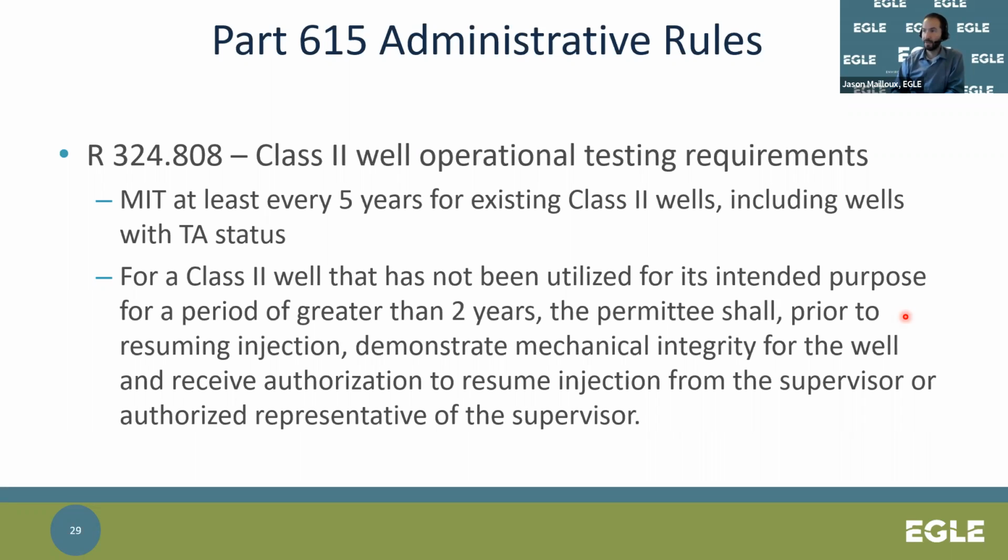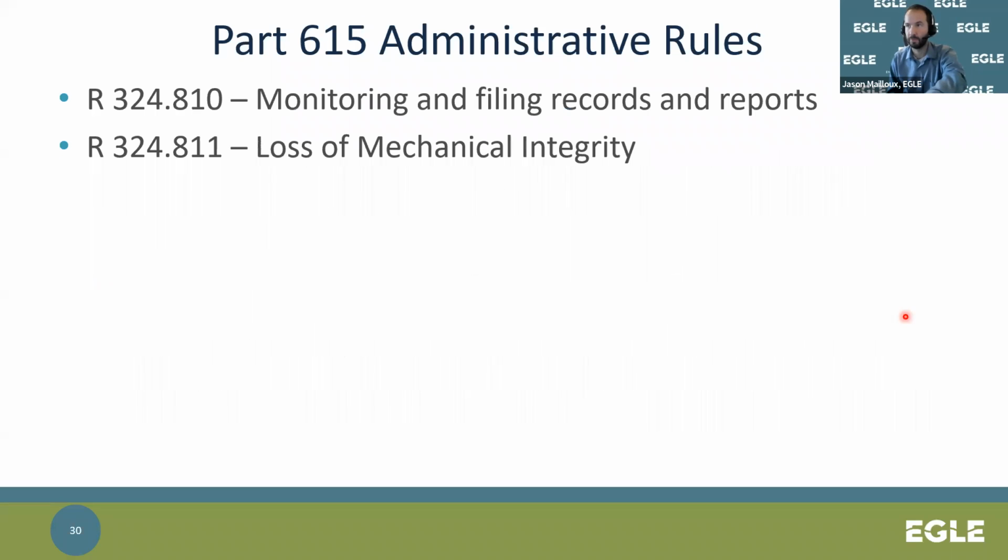So if a Class II well has not been utilized for its intended purpose for a period of greater than 2 years, prior to resuming injection, you need to have a successful MIT and an authorization to inject. The EPA had, if you had a 2-year TA, it was every 2 years, no matter what. In this case, it's before you bring it back online. So again, we see a few slight differences, but I'd say very, very similar across the board, which is what you would expect.